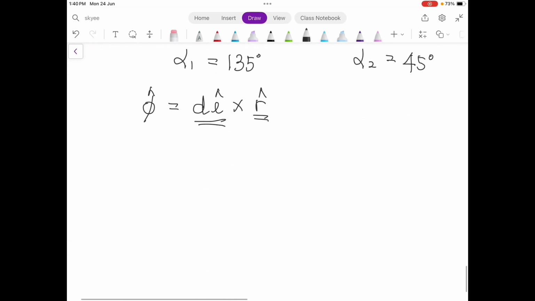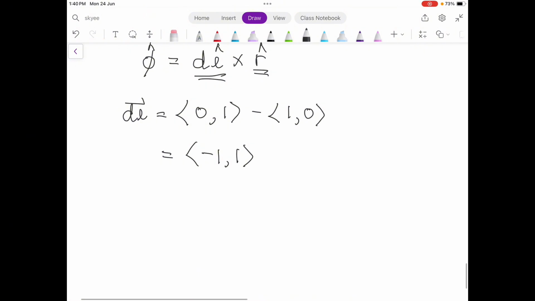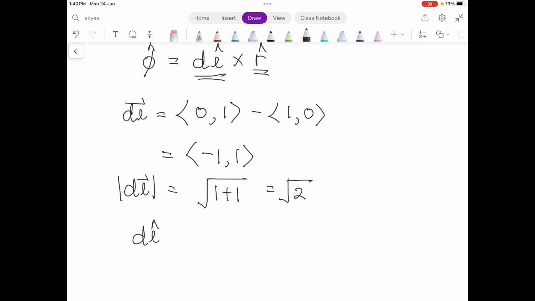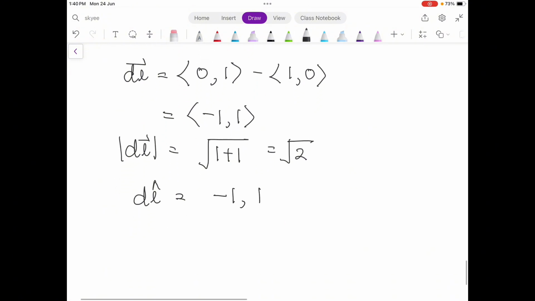So B to A, when you want to find the length, B to A. So the A is 0, 1, right, minus 1, 0. So it's equal to negative 1, 1. So the magnitude will be equal to the square root of 1 plus 1, which equals square root 2. And then the unit vector dl will be equal to negative 1, 1, over square root 2.